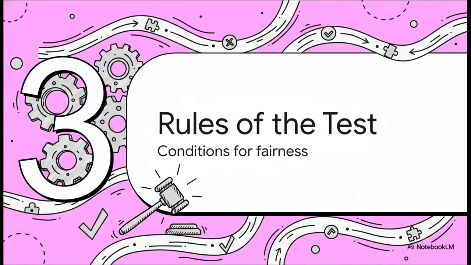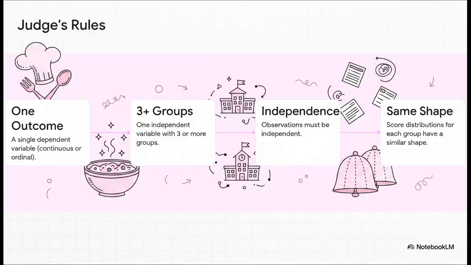Now, any fair competition has to have clear rules, right? It's the exact same for a statistical test. For our rank-based judge to make a fair call, there are a few conditions that have to be met. So for the judge's ruling to be legit, we have to follow 4 basic rules. First, we're only judging one thing at a time, like just the taste score. Second, you've got to have at least 3 groups to compare, like our different cooking schools. Third, all the scores have to be independent. One chef can't taste another chef's dish and then change their own score. And finally, the overall spread of scores from each school should have a roughly similar shape. You can't have one school with scores all bunched up and another with scores all over the place. It just makes sure it's a fair comparison.